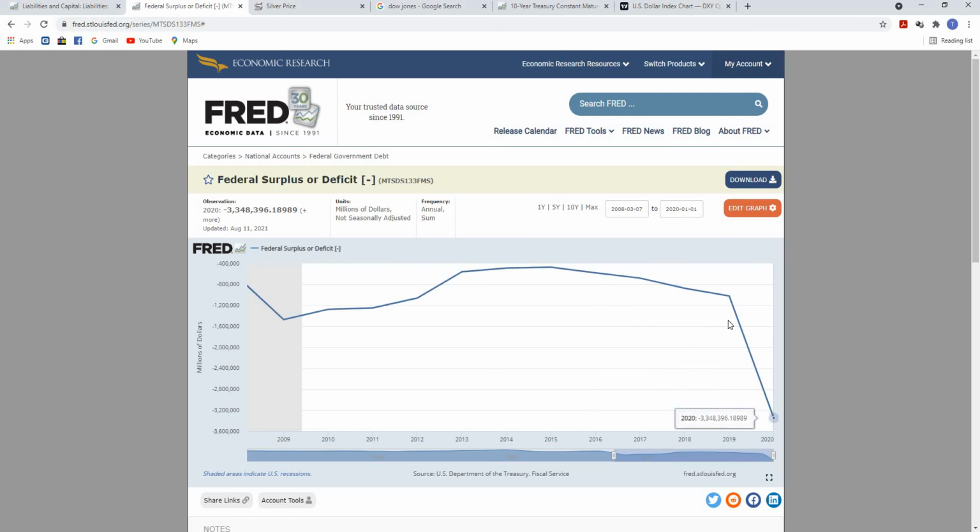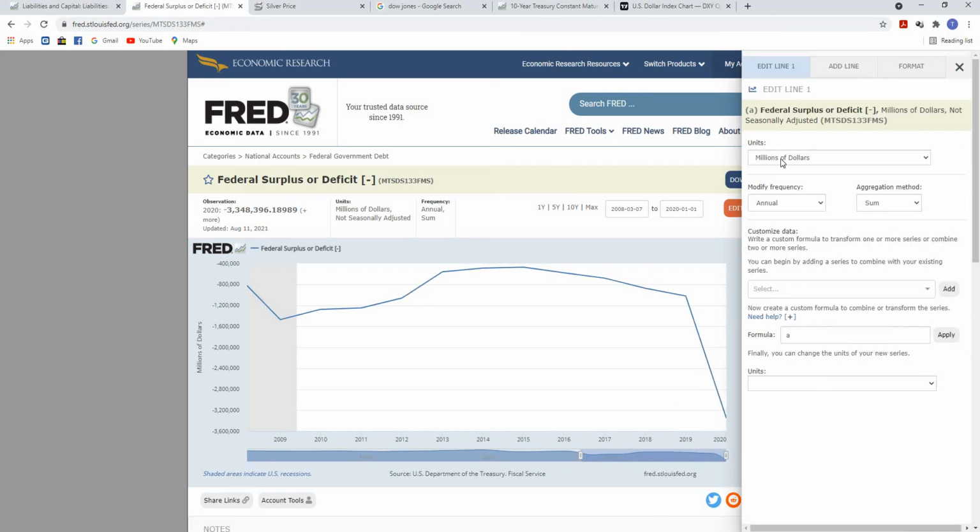And now look at what the deficit was in 2020. 2020's deficit was abysmal. It was $3.3 trillion of deficits. That's more than double what it was at the worst of the recession in 2008.